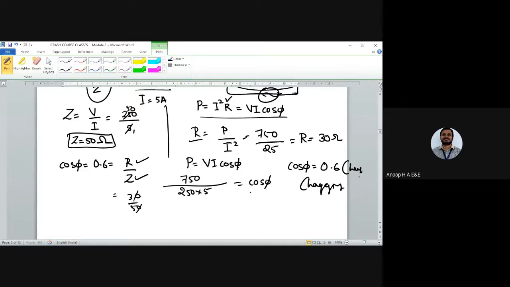We'll get the same, right? Is it the same or are you getting a different one? 3 by 5. Same, same. Yeah, it is the same answer that you're going to get. It is 0.6. So you can verify in that way also whether you're getting the same answer or not.